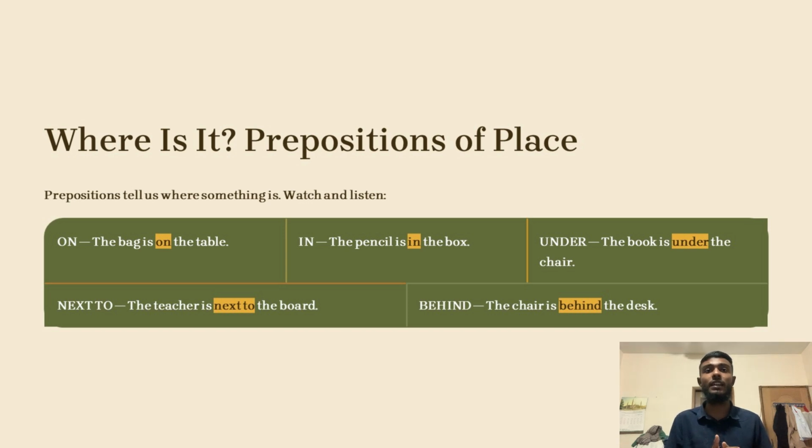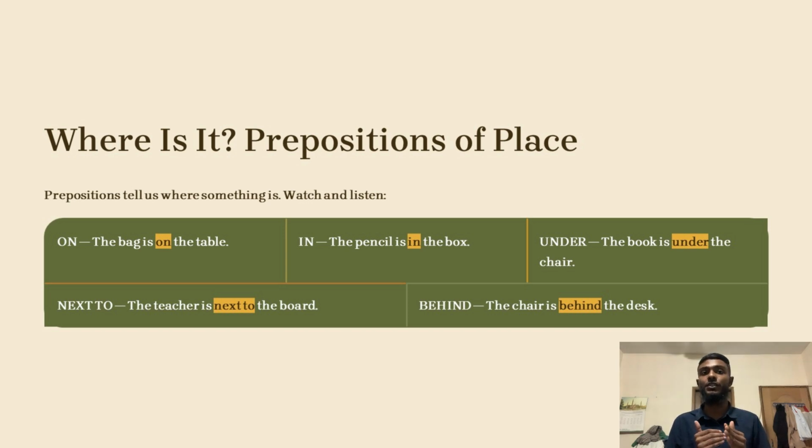As I speak, I move the object physically to make the meaning clear. Children remember what they see and touch. If I'm teaching online, I use gestures, for example, pointing down for under, or sideways for next to. So I might even ask students to hold an object and show me, put your pencil on the book.